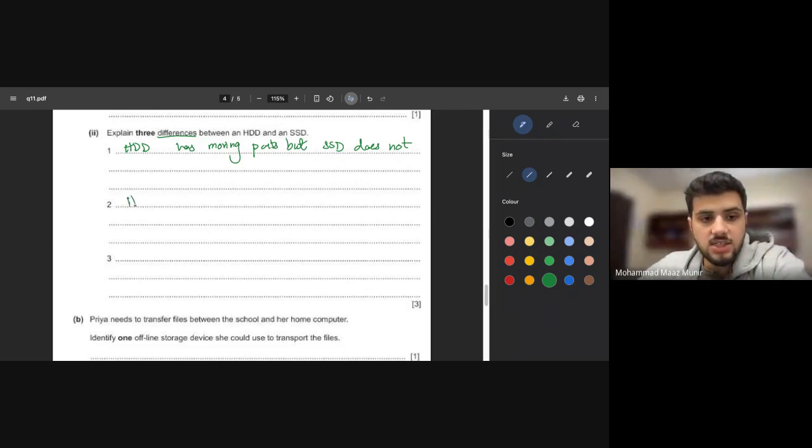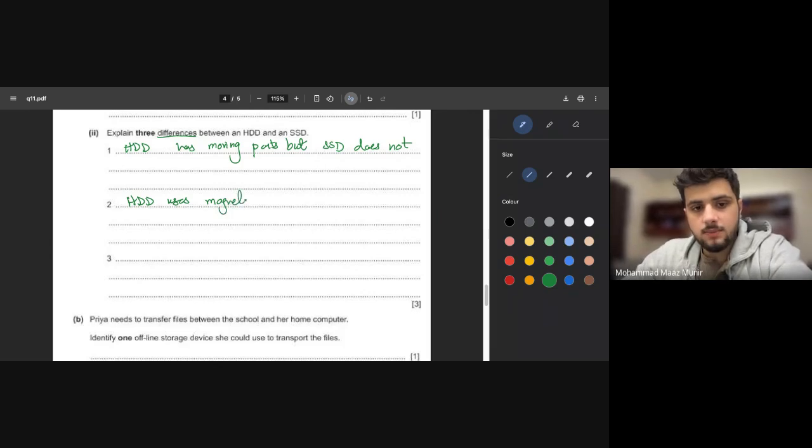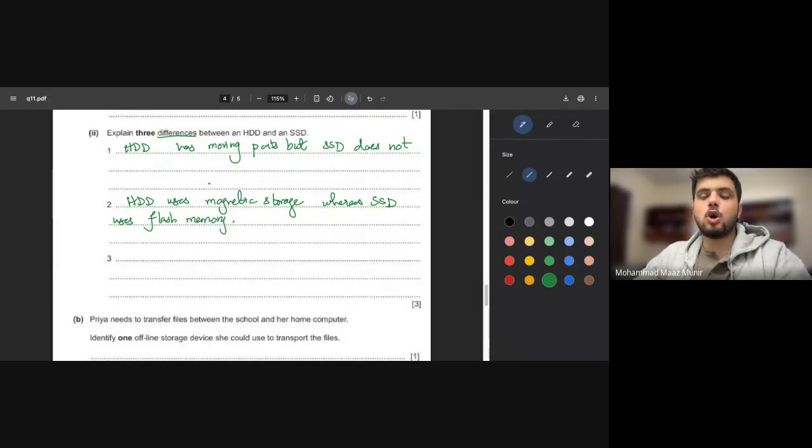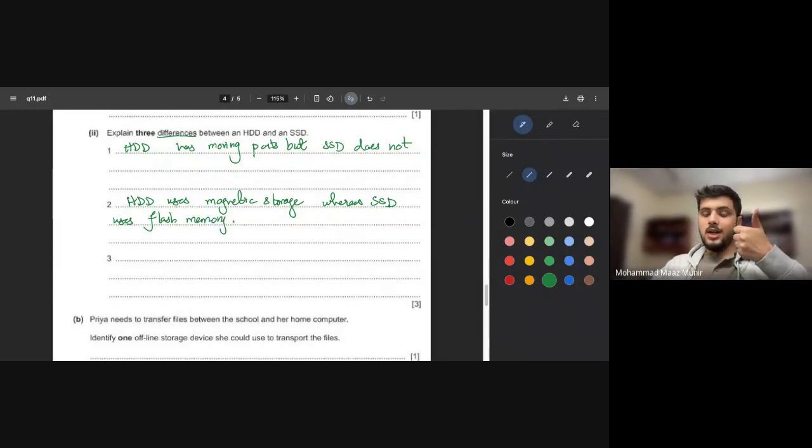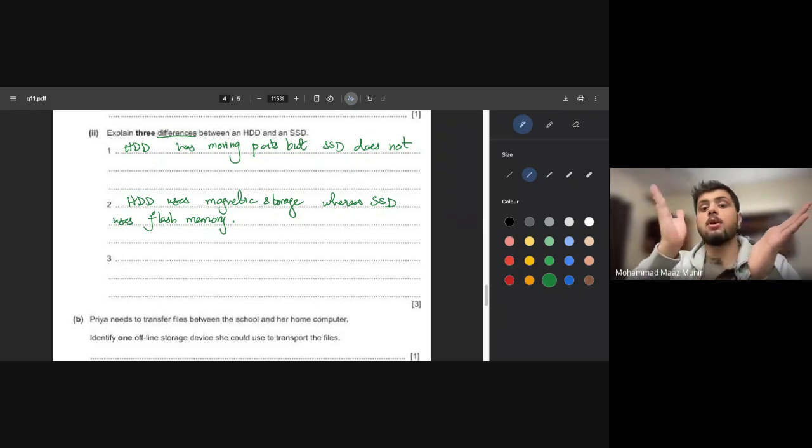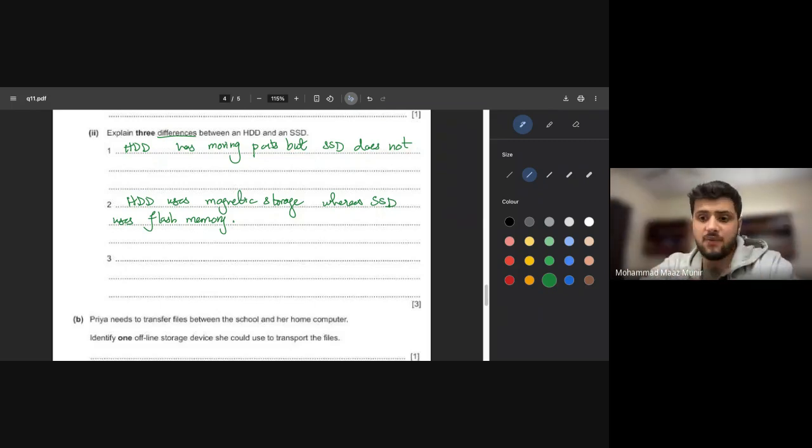The second one could be that HDD uses magnetic storage, whereas SSD uses flash memory. You would note one thing: when the question says explain three differences, I'm mentioning it in a way that point number one is regarding the hard disk, whereas point number two deals with the SSD. So you give the hard disk point and then the SSD's point, and that makes a perfect answer.